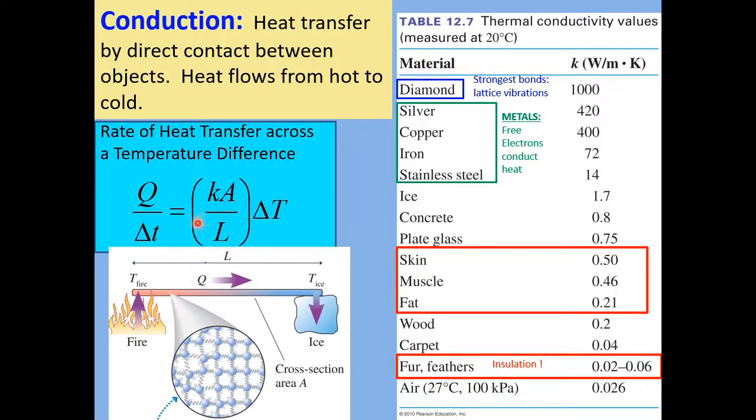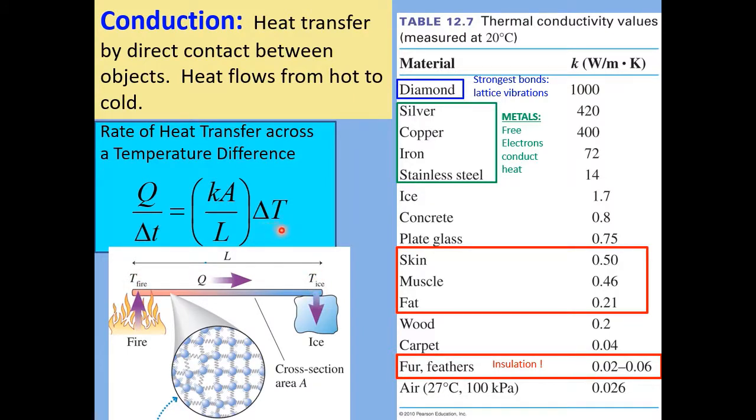So this formula here, the rate is equal to K times A. Now A is the cross-sectional area of the object that is transferring the heat, and L is the length of the object that is transferring the heat. And then delta T, this is what drives the heat transfer. This is the change in temperature, the difference in temperature from the hot end here to the cold end over here.